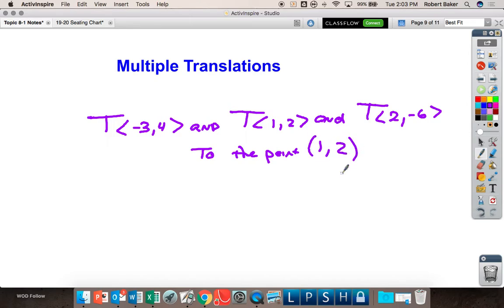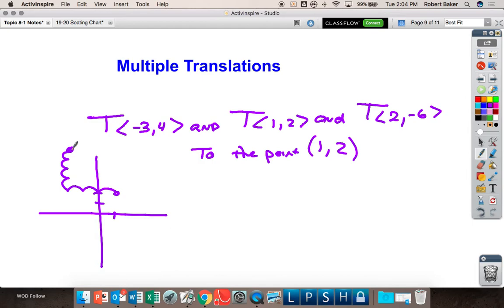What kind of dance move is that? Left 3, up 4. It's multiple translations, isn't it? How many translations am I doing? 3 different translations. So you just start at the point 1, 2, over 1, up 2, and I need to move that point, dance move number 1. What does dance move number 1 do? Left 3, 1, 2, 3. Up 4, 1, 2, 3, 4.